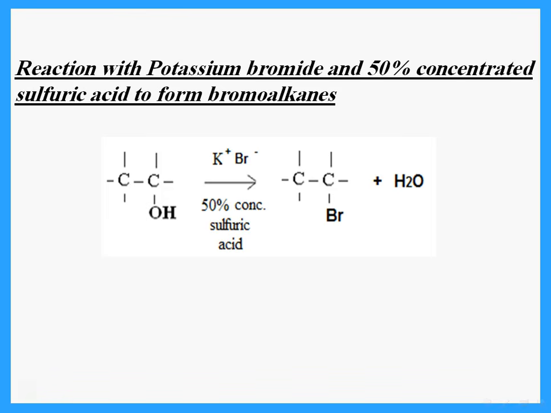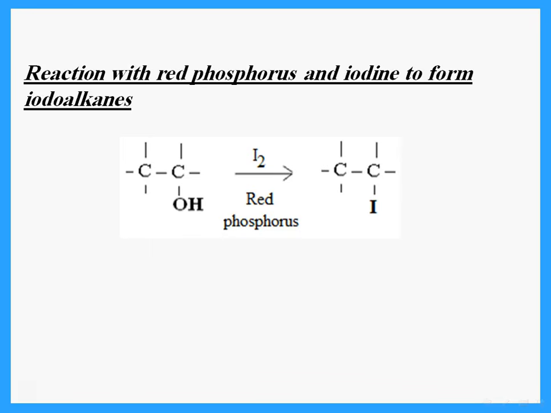So another reaction of alcohol is if I want to replace the OH with a Br. So I want to prepare a bromoalkane from an alcohol. I add potassium bromide and 50% concentrated sulfuric acid. This will replace the OH with a Br, and the other product is water. Another reaction is if I want to replace the OH with iodine. Then I react the alcohol with iodine in presence of red phosphorus. That will replace the OH with iodine.